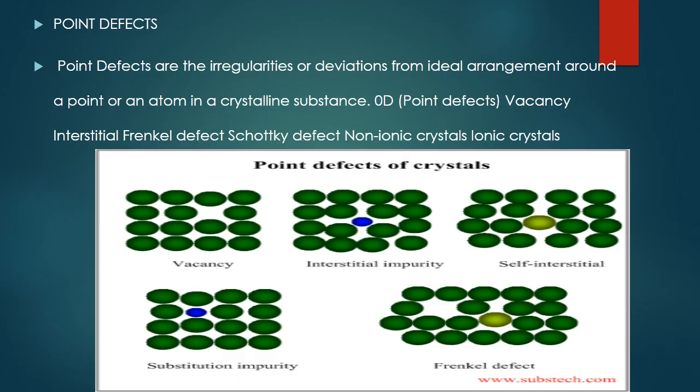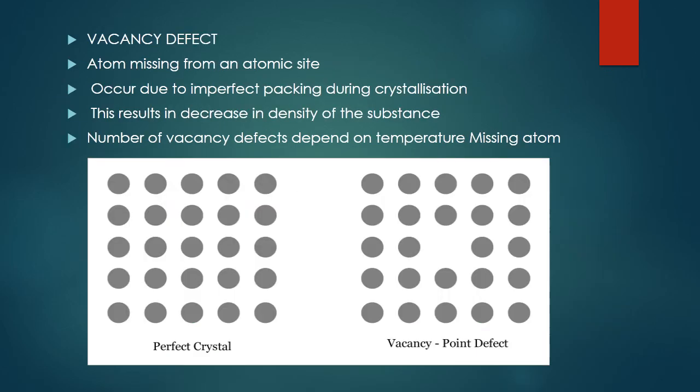In point defects, the diagram gives the overall picture of the defects in the crystal, such as vacancy, interstitial impurity, self-interstitial, substitutional impurity, and Frenkel defect. These come under the category of point defects, which are irregularities or deviations from the ideal arrangement around a point or an atom in a crystalline substance. It is a zero-dimensional defect. As we know, it has its own nature, both interstitial and substitutional. These are classified under point defects.